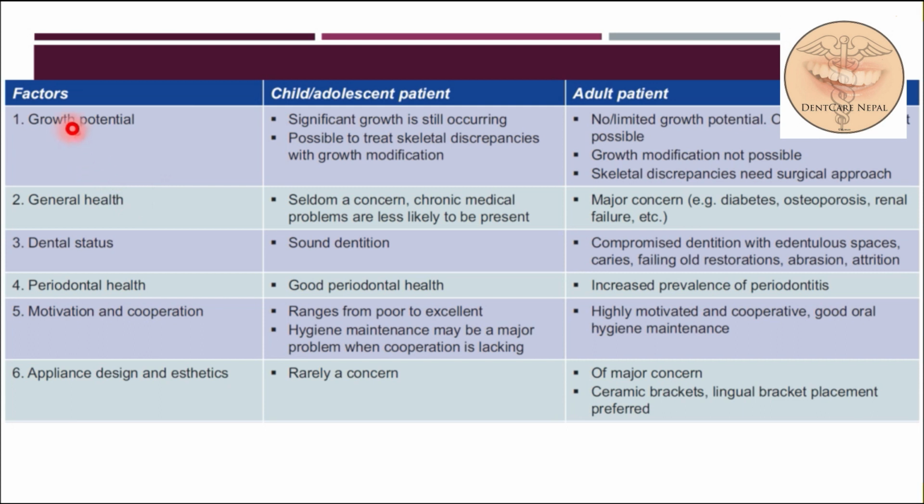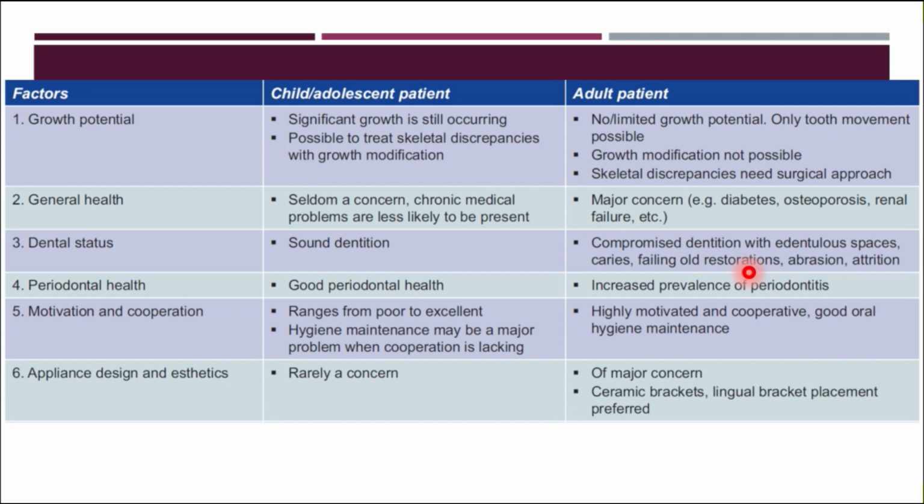So based on different factors like growth potential, general health, dental status, periodontal health, and motivation and cooperation: in children, motivation and cooperation can range from poor to excellent, whereas adult patients are highly motivated and cooperative. They will maintain good hygiene. And appliance design and aesthetics will not be a concern for a child, but they are a major concern for adult patients. General health: adult patients have many systemic conditions. They may be taking multiple medications, and compromised dentition, edentulous spaces, caries, and failing old restorations are present. All that has to be considered while making the treatment plan.